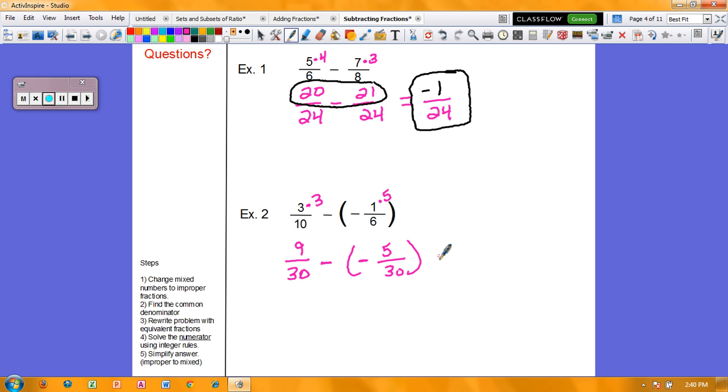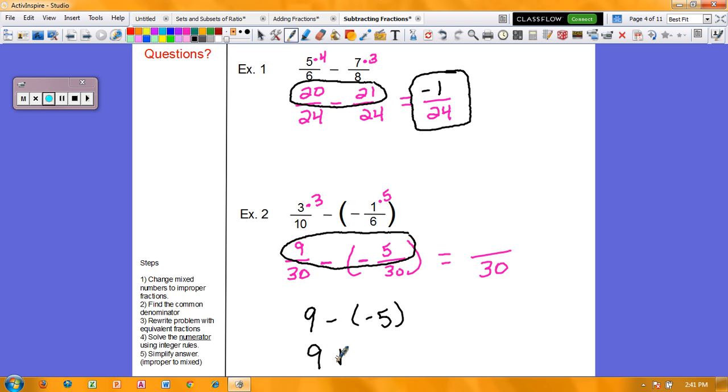Now I only want to solve the numerator, so I know that my denominator stays 30. So I am only concerned about 9 minus a negative 5, and I'm going to rewrite that. 9 minus a negative 5. Now remember, subtracting with negatives, we don't subtract, we add the opposite. So that would be 9 plus a positive 5. And 9 plus 5 is 14. 14 over 30 can be reduced by 2.